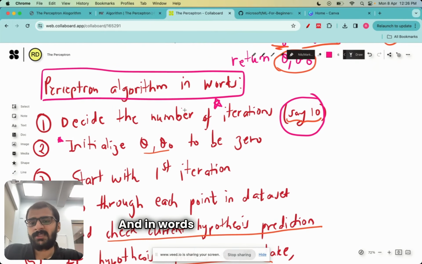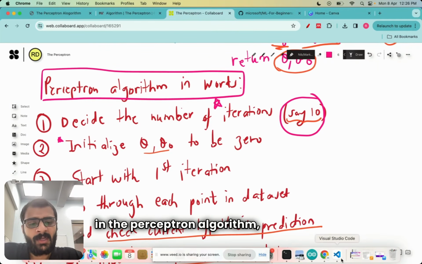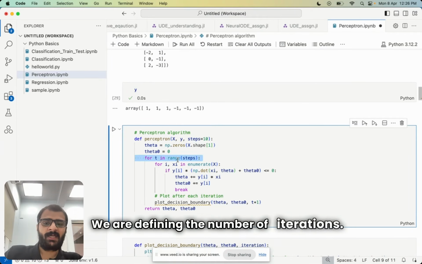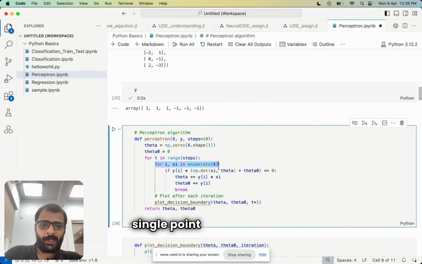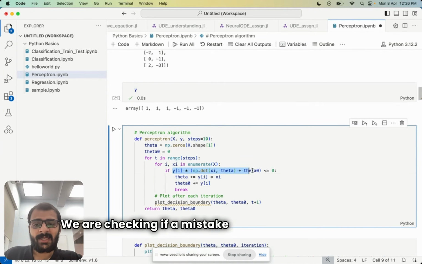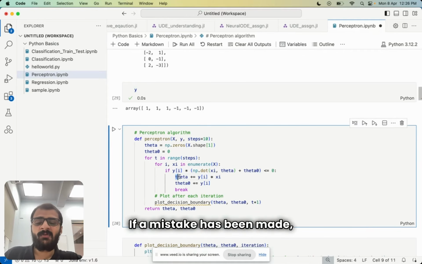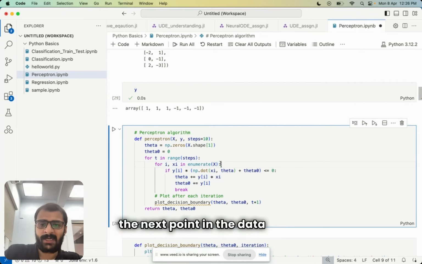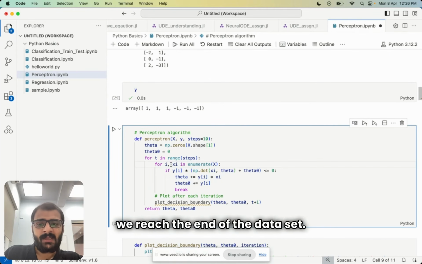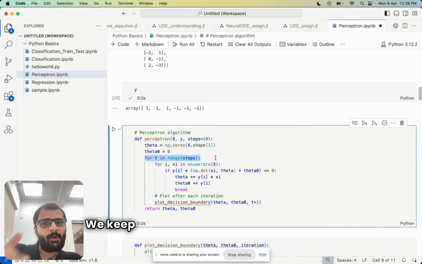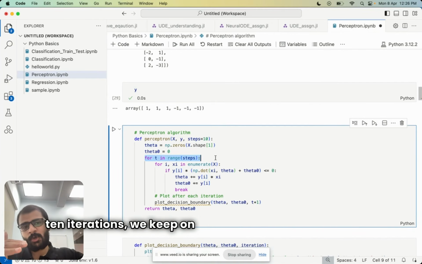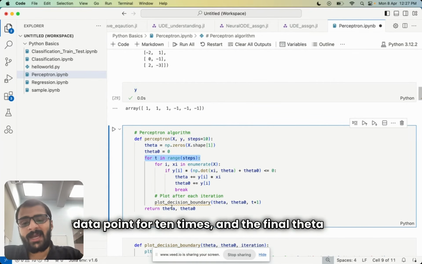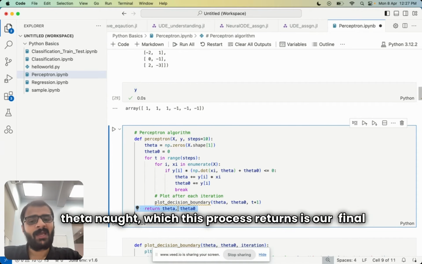And in words, what we are doing in the perceptron algorithm, we are first initializing theta and theta naught to 0. We are defining the number of iterations. Then we are going through every single point in the data set. We are checking if a mistake has been made or not. If a mistake has been made, we update theta and theta naught. Then we again go through the next point in the data set till we reach the end of the data set. Then we go to the next iteration. We keep on doing this for, let's say we have 10 iterations. We keep on doing this, going through each data point for 10 times. And the final theta and theta naught which this process returns is our final answer.